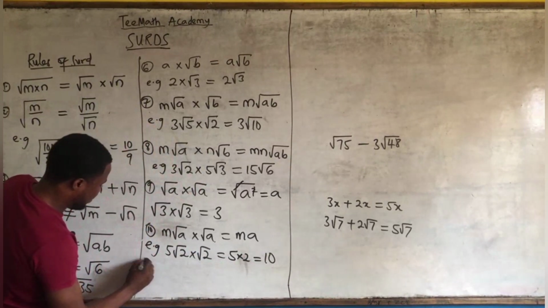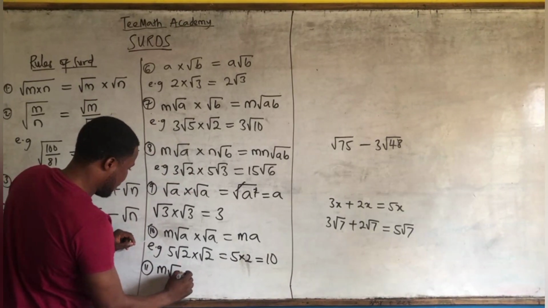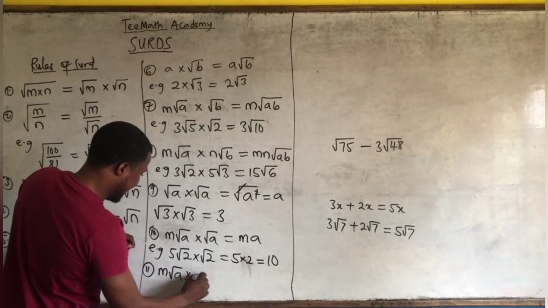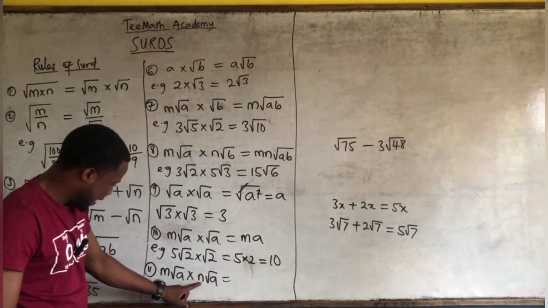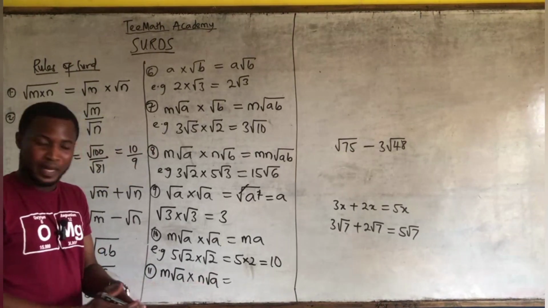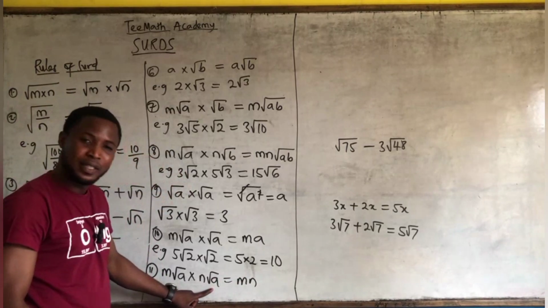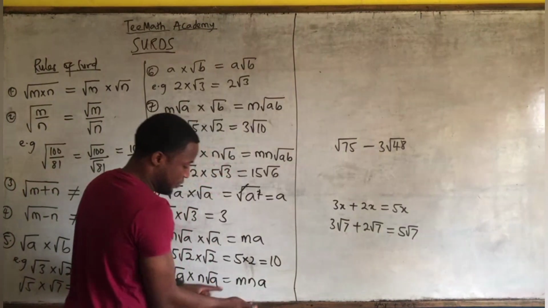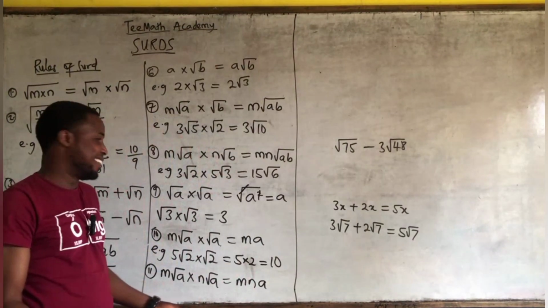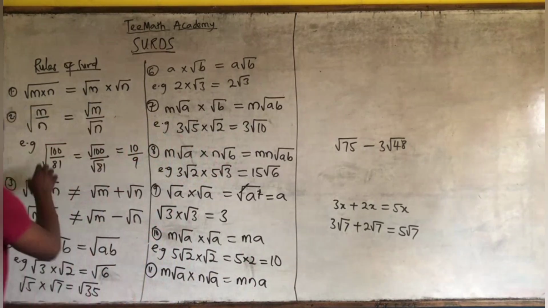Then we have number 11, as I can have m root a times n root a. What do you have here? You see that m and n are outside. They multiply each other as mn. Then root a times root a is a. They are the same. That is mna. You can rewrite your own and write it as man. Okay, so that is it.